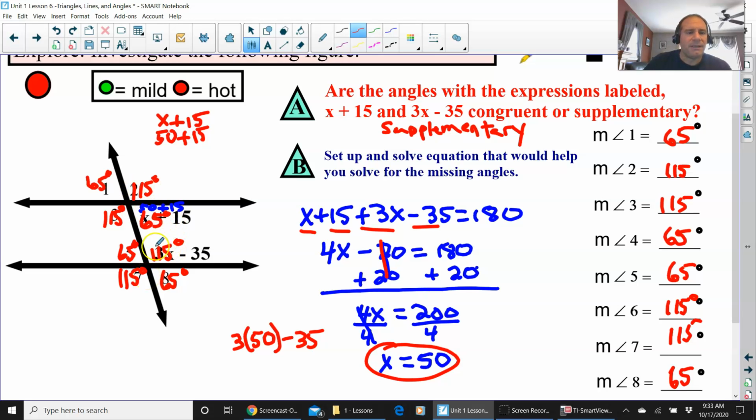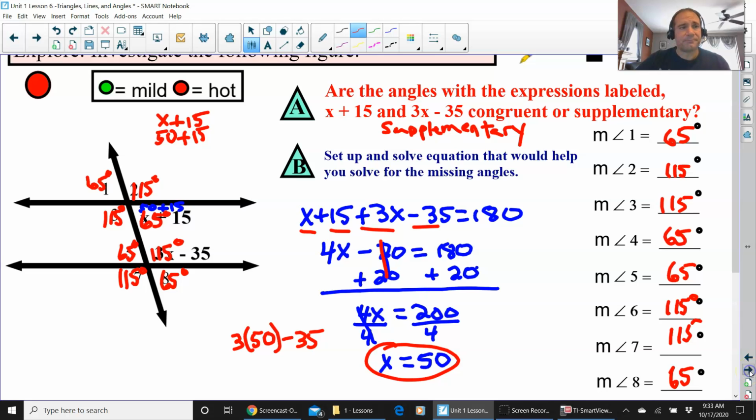Then we substitute into here. This is 3 times 50 minus 35, which is 115 degrees. Filling in all the vertical angles, angle 7 and that angle are vertical, angle 3 and that angle are alternate interior, and then 2 and 3 are vertical as well. We have all of the answers right here, and that's basically it. Hopefully you're able to do that problem and understand it.